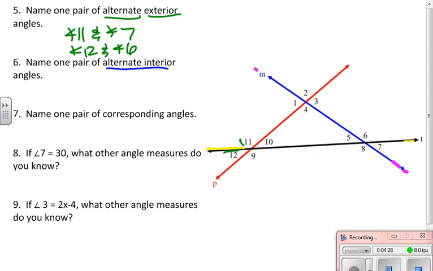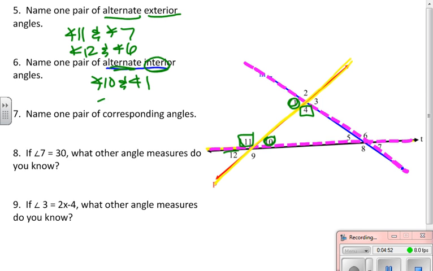Alternate interior. Let's go ahead and use T and M as my intersecting lines, which leaves me the red P as my transversal. So where are we on opposite sides and inside? We're looking at angle 10 and angle 1, or angle 11 and angle 4. There are other examples using different lines, but those work well for that example.